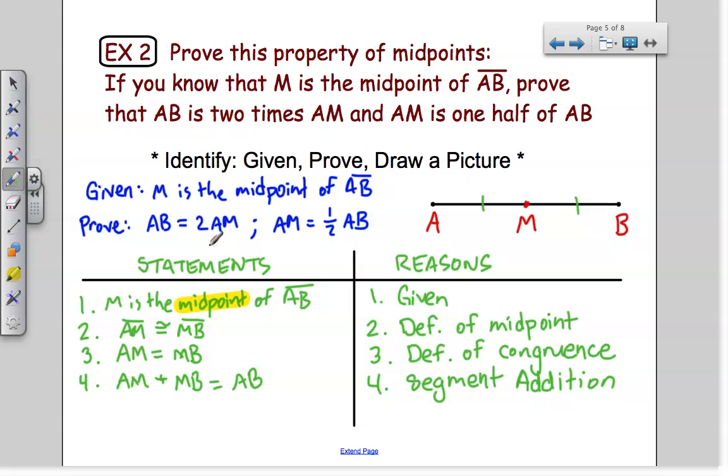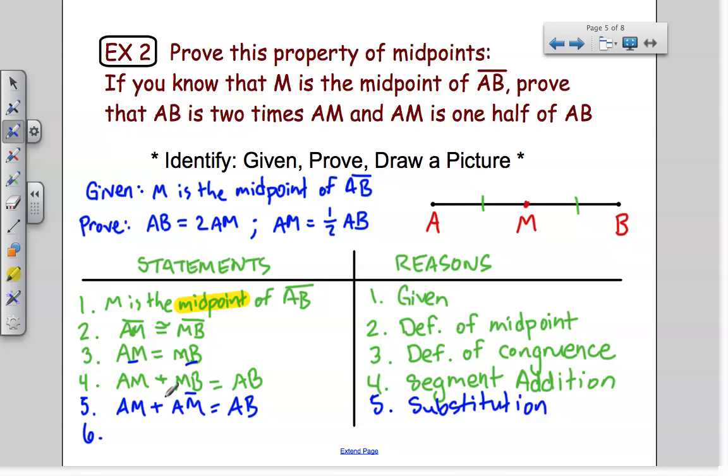And now, remember that I'm trying to show that AB is 2 times AM. AB is AM plus MB, but what do you know about AM and MB? They're exactly the same. So if AM is the same as MB, instead of MB, I could put another AM. Remember that you want 2 AMs. So instead of AM plus MB, I know that MB is the same as AM. I'm going to put that in because I know they're equal, and what allows you to put one thing for another if they are equal is the substitution property of equality.